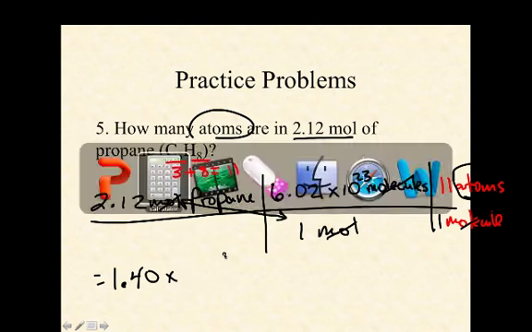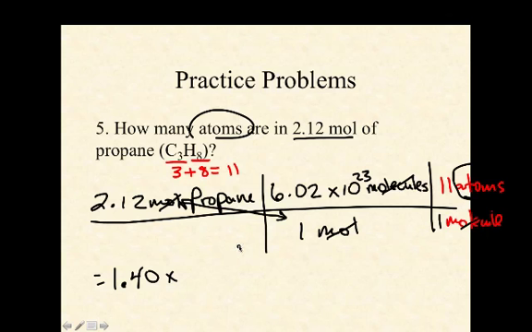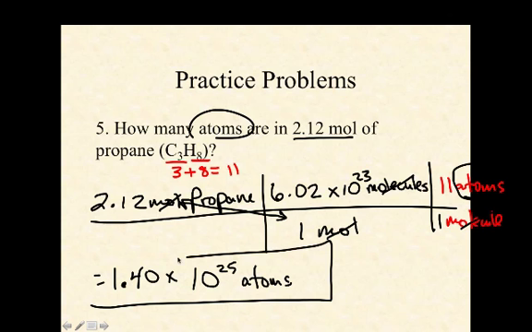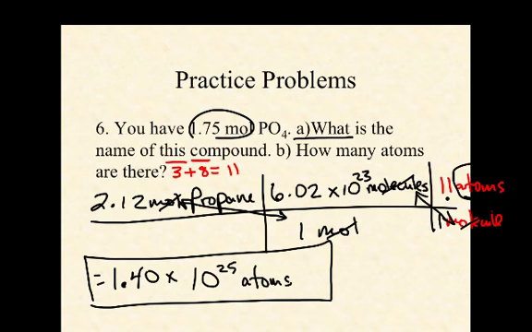Times 10 to the what? Oh gosh, I forget. Times 10 to the 25. And that's atoms of carbon and hydrogen in 2.12 moles of propane. That's it. So an extra step, but a manageable step, right? We just keep going in our t-table using the rule where crisscross cancels until we get to the units that we want. I think we've got one more because we changed things here.